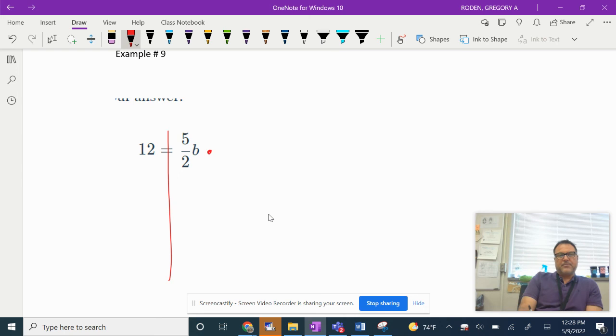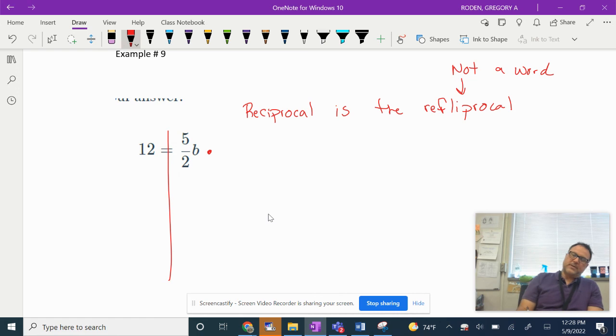So the first thing you're going to do, once you pause the video and did it on your own, is multiply both sides by the reciprocal. And remember, the reciprocal is the reciprocal. Now, reciprocal is not a word. Mr. Roden made it up. So this is a made-up word. So we're going to multiply both sides by the reciprocal.